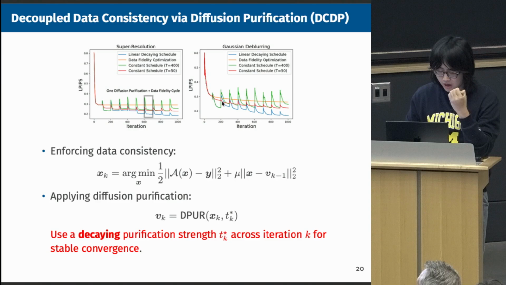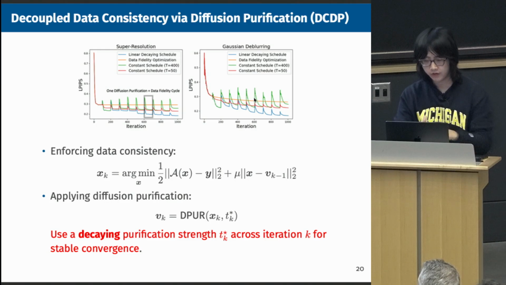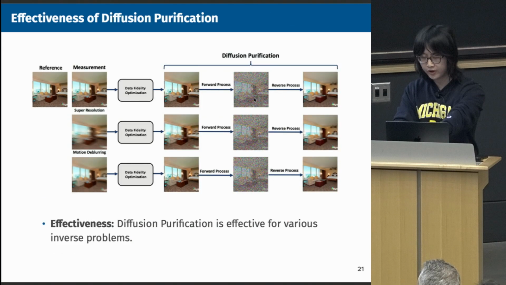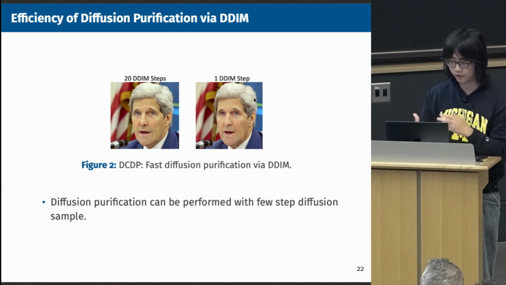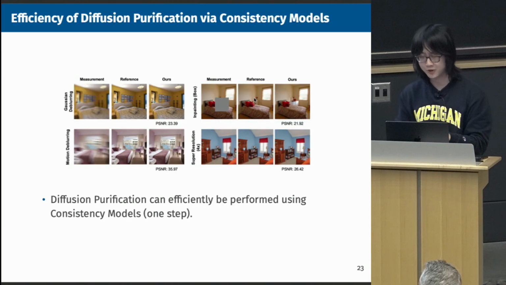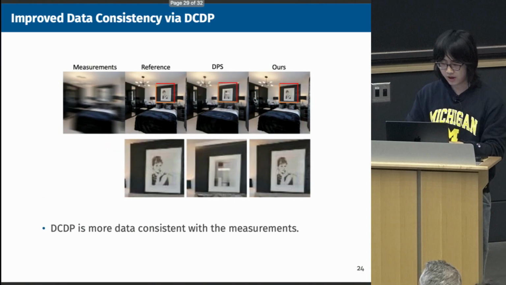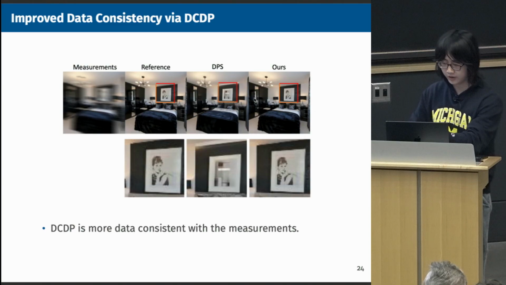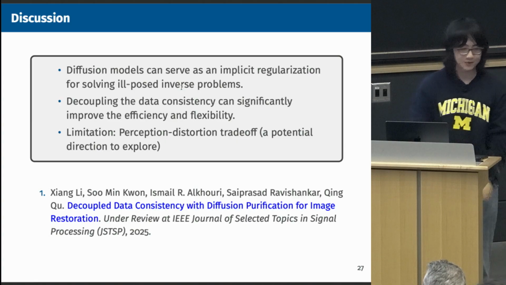So here are some qualitative results. You see that the reconstruction quality is constantly improving. On the other hand, if you just do data consistency, you get a flat curve. And it's effective on many different inverse problems. It can be implemented in a very efficient way using few-step diffusion models or diffusion samplers. You can even use it on consistency models, which are just one-step diffusion models. This is a result from the consistency model, and we get better data consistency in the end. And that's all of my presentation. That's the message.